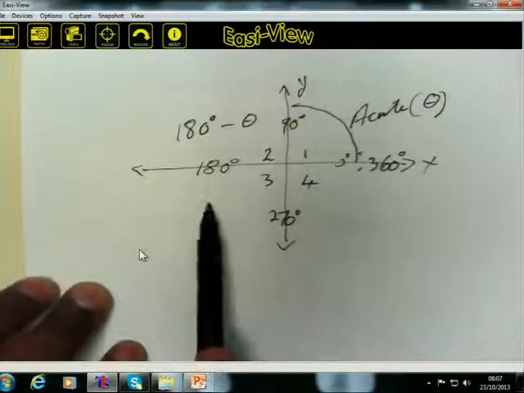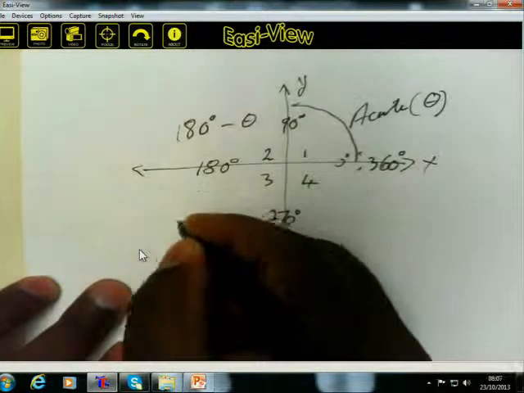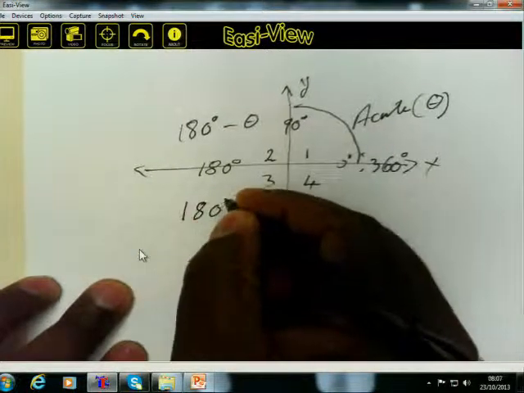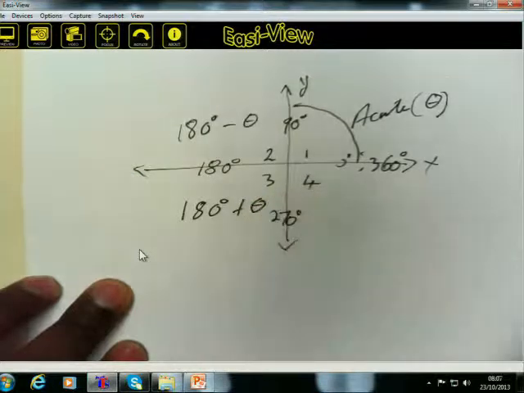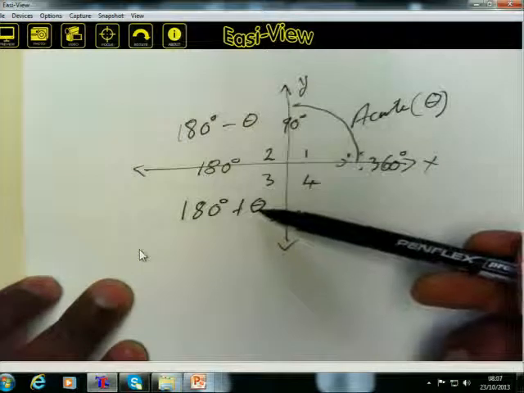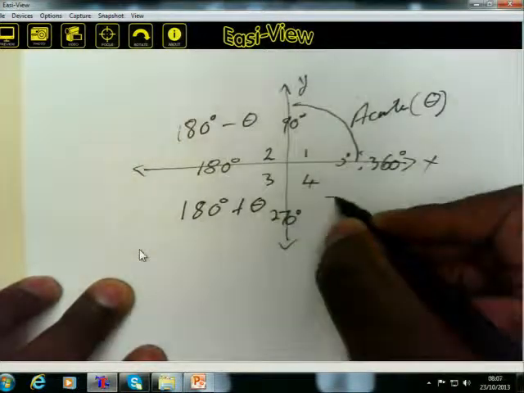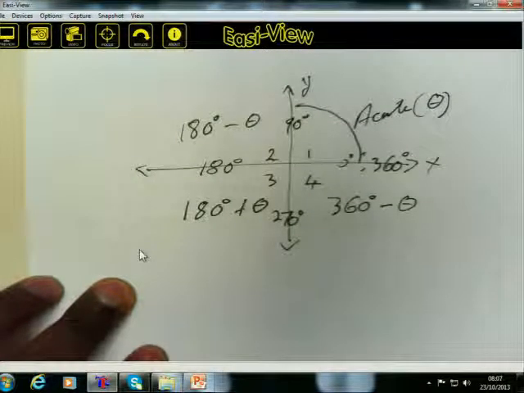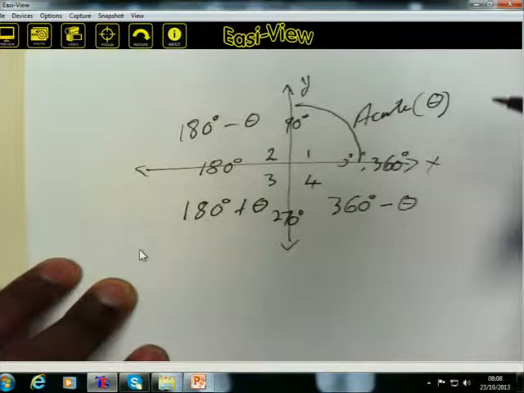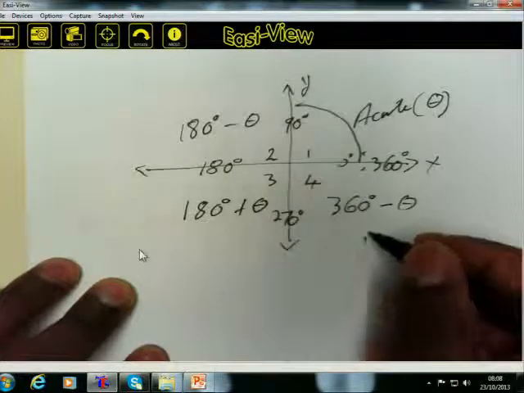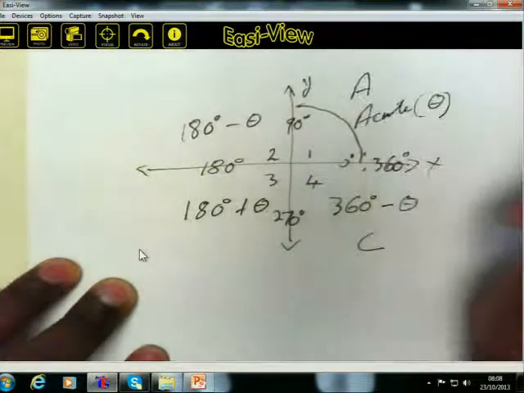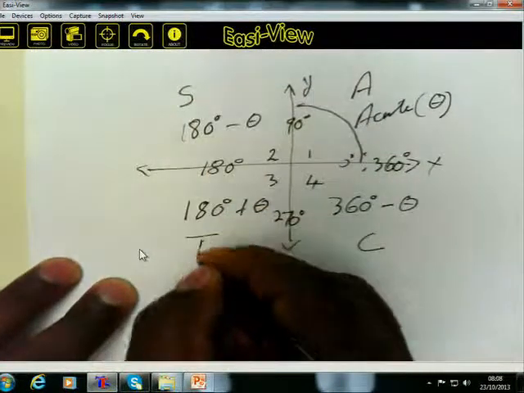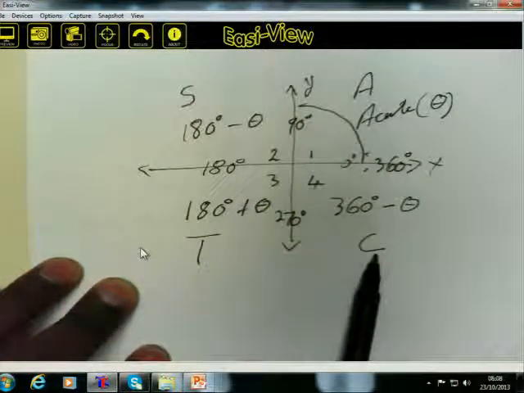Check the third quadrant. Angles in the third quadrant will be expressed as 180 degrees plus theta, where theta represents an acute angle. And in the fourth quadrant, we've got 360 degrees minus theta. This is a CAST diagram. You've got C there, A there, S there, T there. What does that mean? Cos. It means in the fourth quadrant, cos is positive.